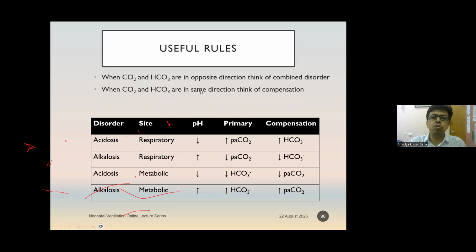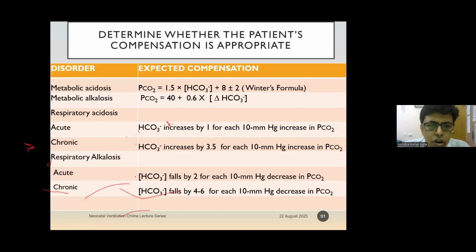Next you have to see whether this compensation is adequate or not. There are a few formulas, so it is a tedious job. You can calculate the compensation one by one, but primarily you have to identify whether there is a mixed acid-base disorder or whether it is going to be compensated. If you are sure up to that, then additionally you can go on to see whether that compensation is adequate or not.